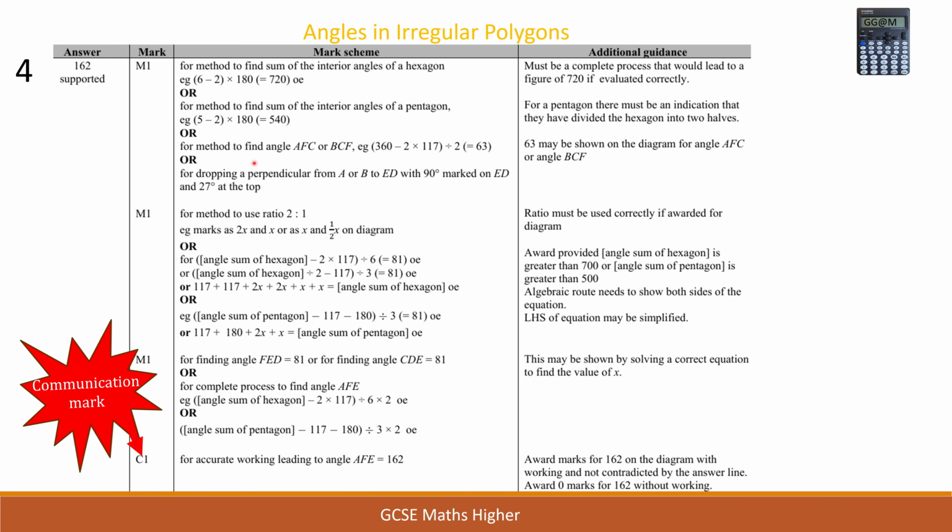So the mark scheme shows that there are 3 method marks, and C1 means a communication mark. So you need to make sure that you show your working to explain what the angle is, and it was 162, and these are the reasons why. OE over here means or equivalent. So make sure you read through this and you know clearly how to get the 162.